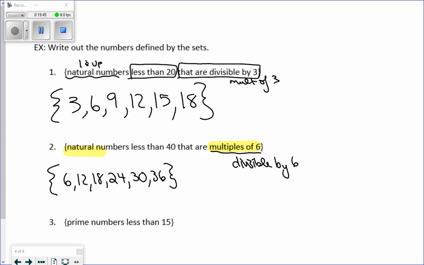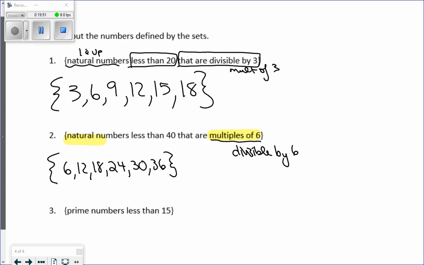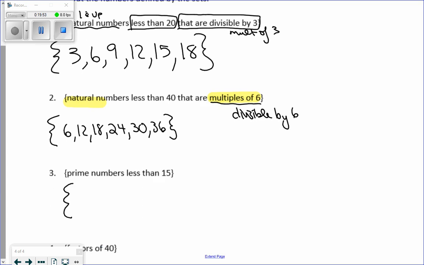Prime numbers less than 15. So what's your first prime number? 2. And then 3, 5, 7, not 9, 11, 13. Next one would be 17. So there's my prime numbers less than 15.